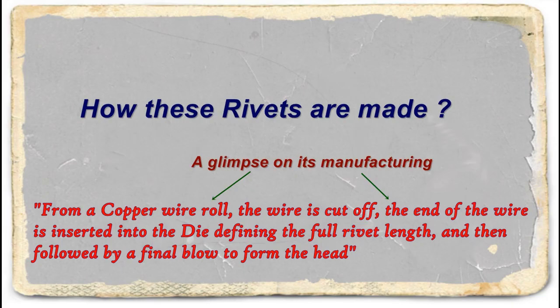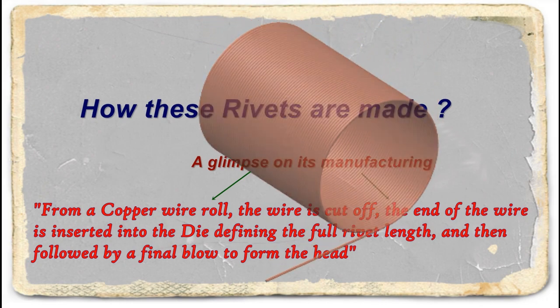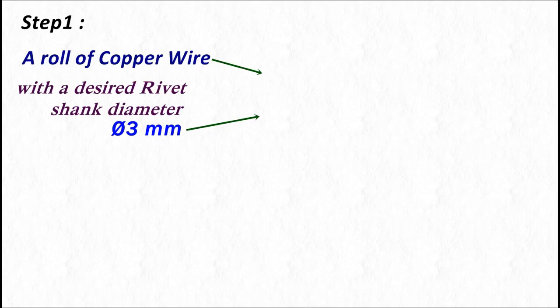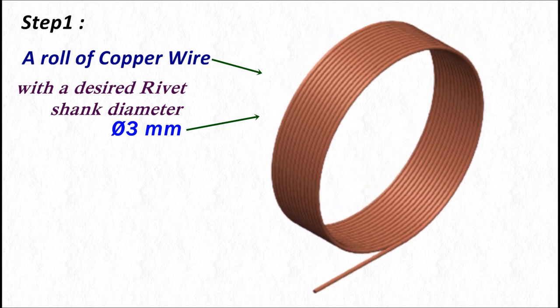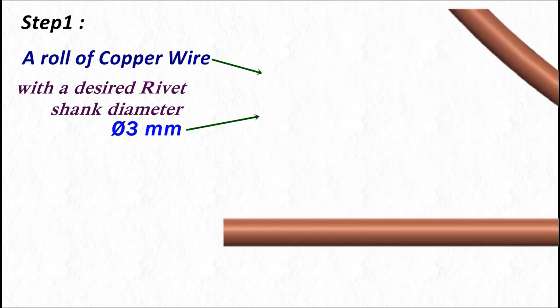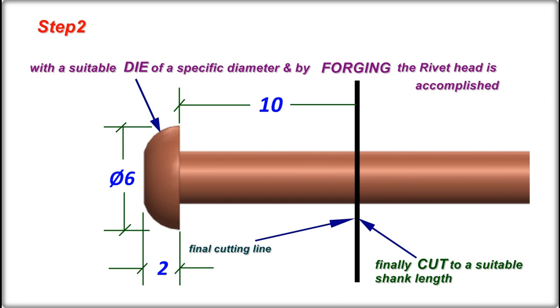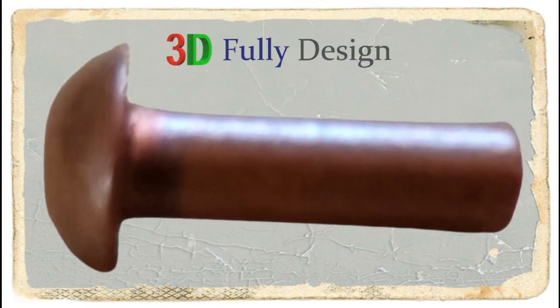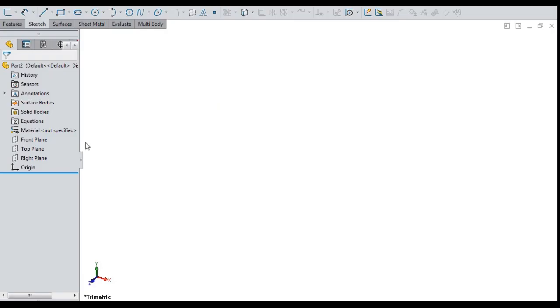How these rivets are made, a glimpse of its manufacturing. Step 1. A roll of copper wire with the desired shank diameter. Step 2. With a die of specific diameter and forging, the head is accomplished and cut to a suitable shank length. Let's demonstrate this in a 3D tool.